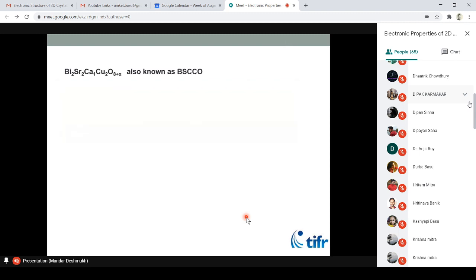So one system that we have been working on in the last several years is a superconductor, which is a cousin of graphene.